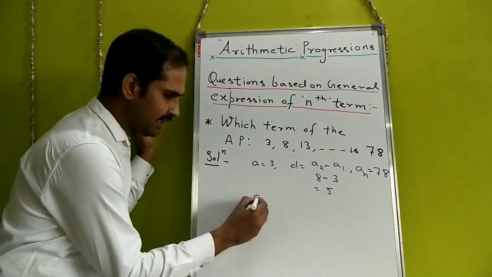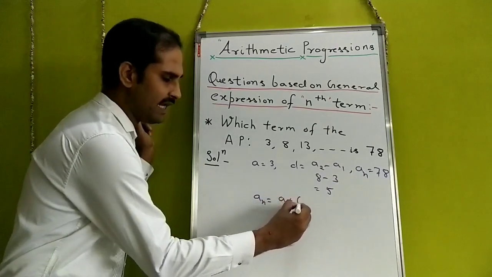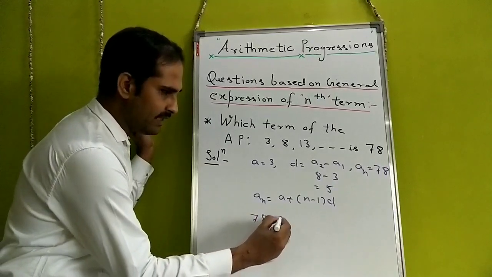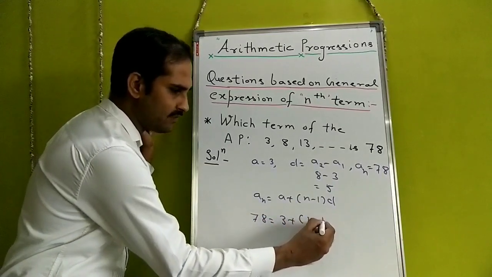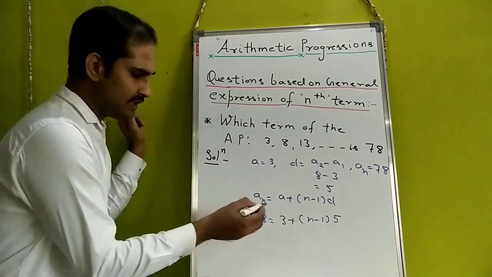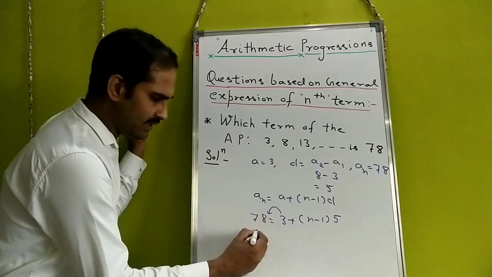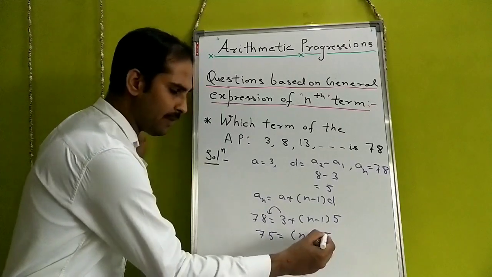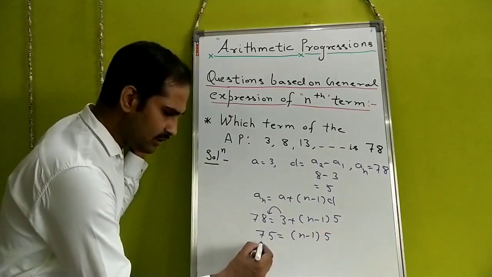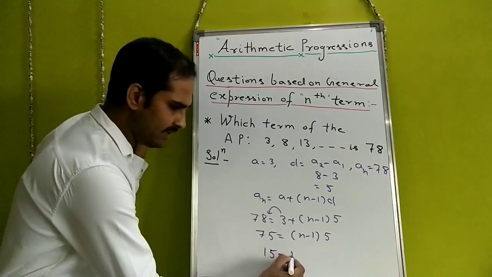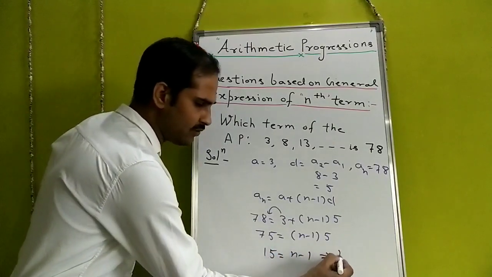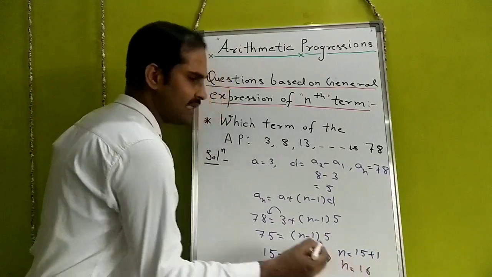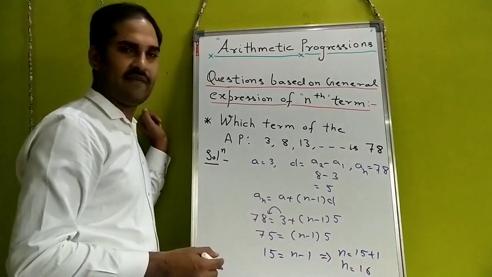Now using the general expression, an is equal to a plus n minus 1 multiplied by d. So an is 78, a is 3, plus n minus 1, and the common difference is 5. Now just transpose plus 3 to this side. So 78 minus 3 is 75, equal to n minus 1 multiplied by 5. Now 5 comes to the left-hand side, divide. So 75 divided by 5, 15, is equal to n minus 1. Now we can conclude that n is equal to 15 plus 1, that is 16. So we can say that the 16th term of the given AP is 78.